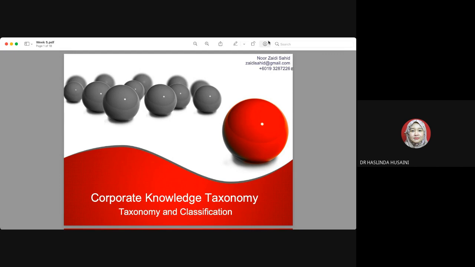Why taxonomy? Why do we need this taxonomy? This taxonomy actually is a tool to overcome the information overload. Kita ada terlalu banyak maklumat, kita ada terlalu banyak information, so that we need to know how to organize, to classify, to store all the information.